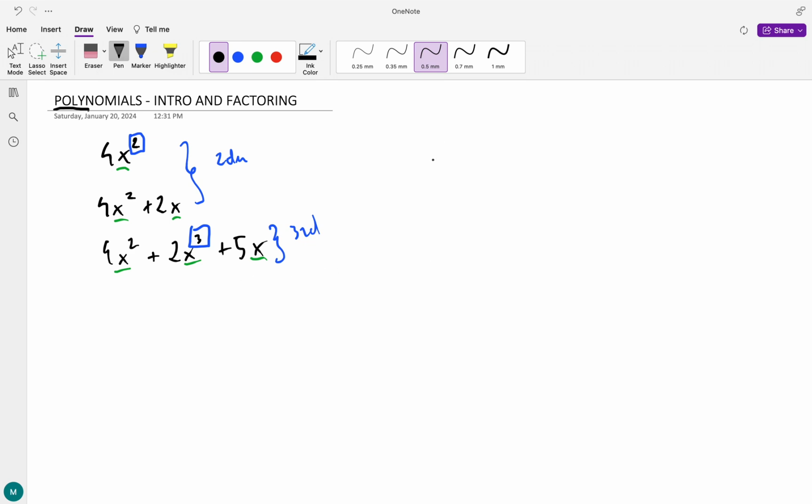So as I'm writing a few examples, I want you to think of whether it is a monomial, binomial, trinomial, or polynomial, and also consider the degree of the polynomial that I'm going to write. Okay, so decide if it's a monomial, binomial, trinomial, and the degree.